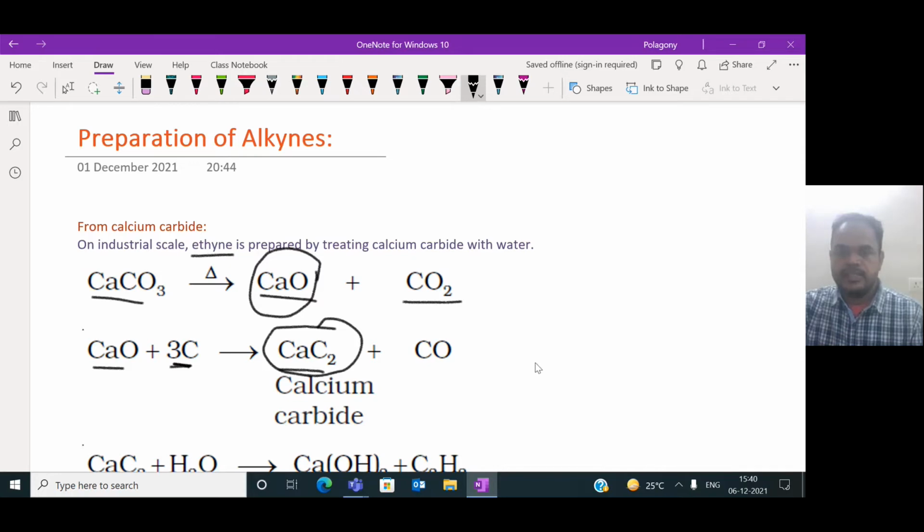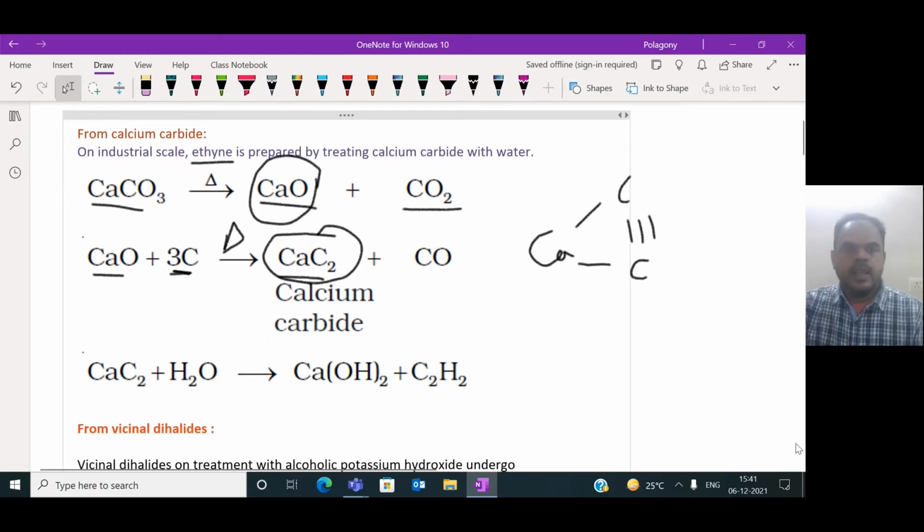In the crystal, the calcium is divalent in nature, and this is the structure of calcium carbide: between carbon and carbon there is a triple covalent bond, and between calcium and carbon there is an ionic bond. When calcium oxide reacts with carbon at high temperature, we get this calcium carbide. Getting calcium carbide is not easy; it is done at high temperature.